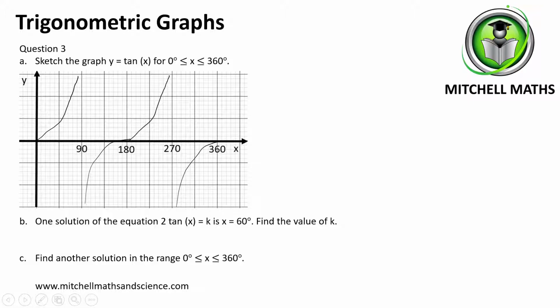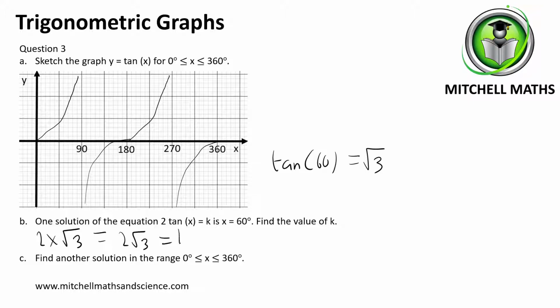Now, part B says one solution of the equation 2 tan x equals k is x equals 60 degrees. Again, this is probably something that would come up on a non-calculator paper, and you need to know your exact values. The exact value of tan 60 is root 3. So 2 times root 3 is 2 root 3, which is our value of k. And it says find another solution in the range of 0 degrees to 360 degrees.